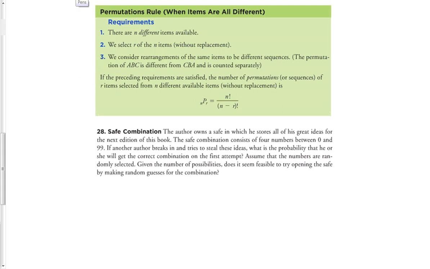So we have those two numbers represented here as R, the number of items we actually select, and N, the number of items from which we have to select. So we have N different items, and we're selecting R of them. The distinction between this and the next rule we're going to look at is that the next rule is not going to have this third requirement being the same. The first two requirements are going to be the same for the next rule, which is the combination rule.